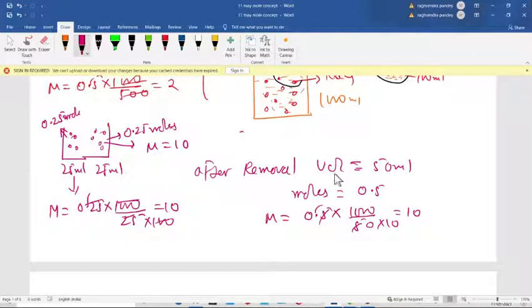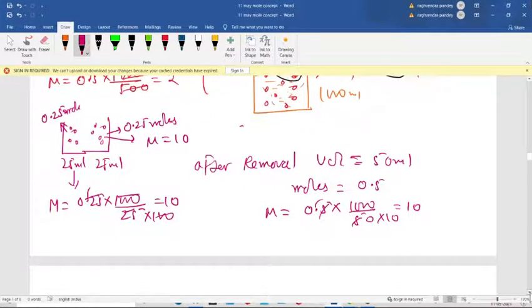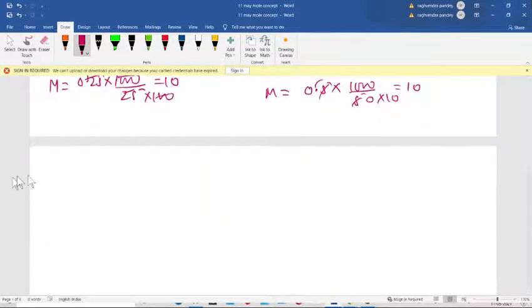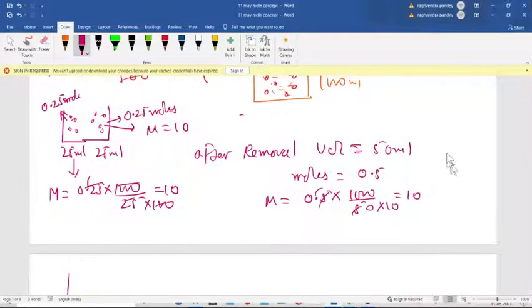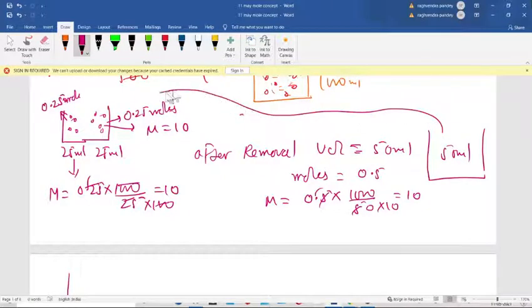Now reverse this situation. 50 ml is the total volume, and you take out 25 ml of that. I am not giving a question, I am just saying that this is your 50 ml solution. Now you take out 25 ml of this. So what is the molarity?